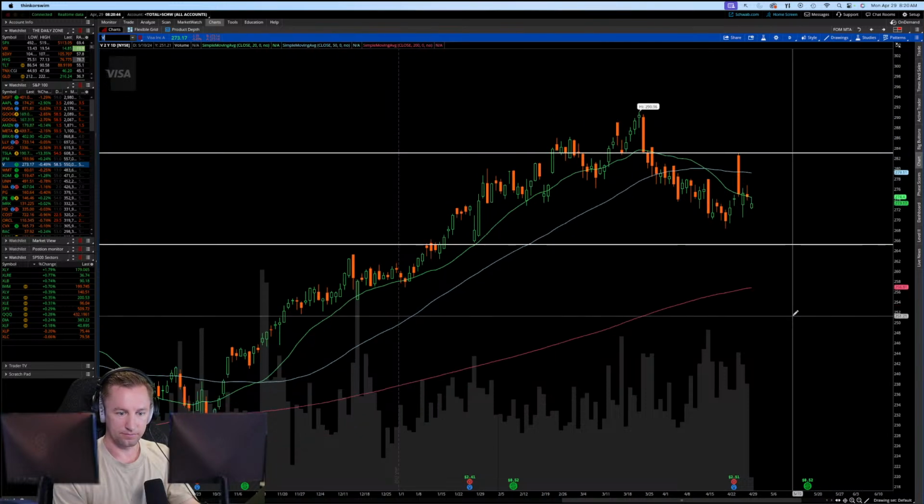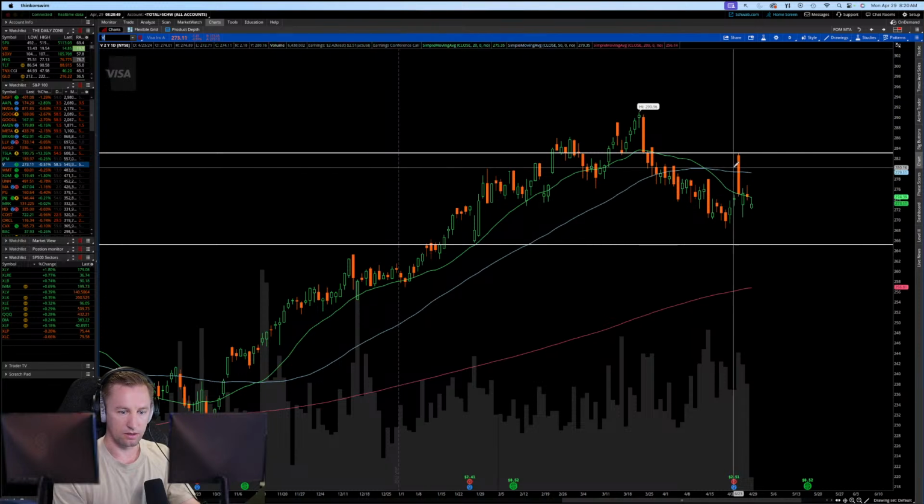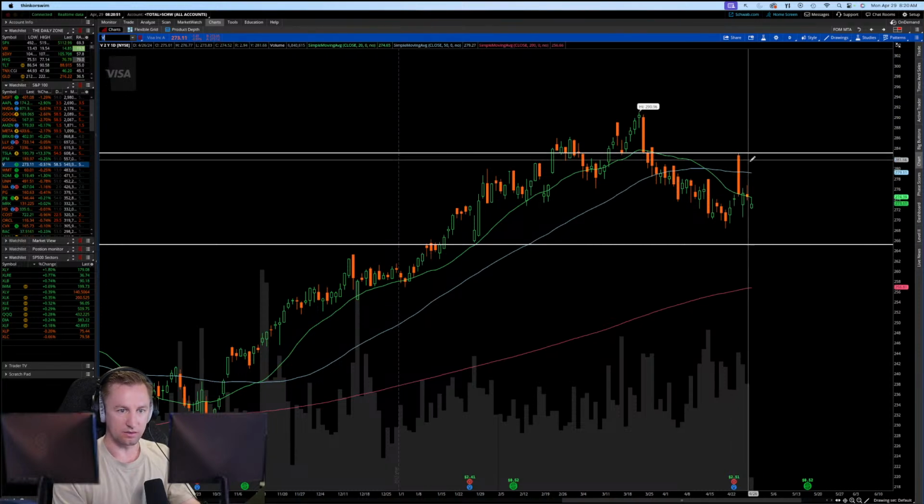Visa. Looks like it has a dividend coming up. Visa, what a reversal on Visa.